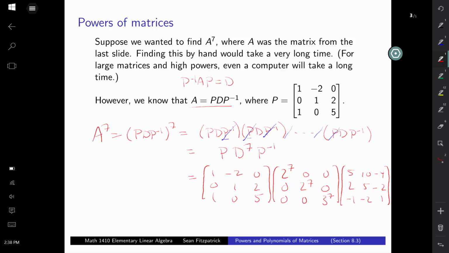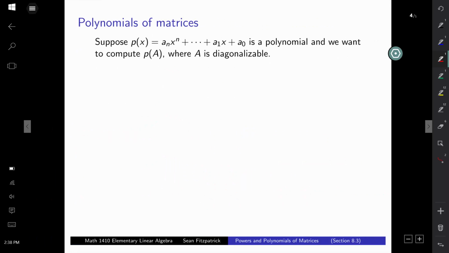Of course, I still had to do all the work to diagonalize the matrix, but we're still probably a little bit better off here. And if I was doing A to the 10th, A to the 20th, A to the 100th, then I'm definitely better off doing it this way. Okay. Now, once you know how to do powers, you can do polynomials.